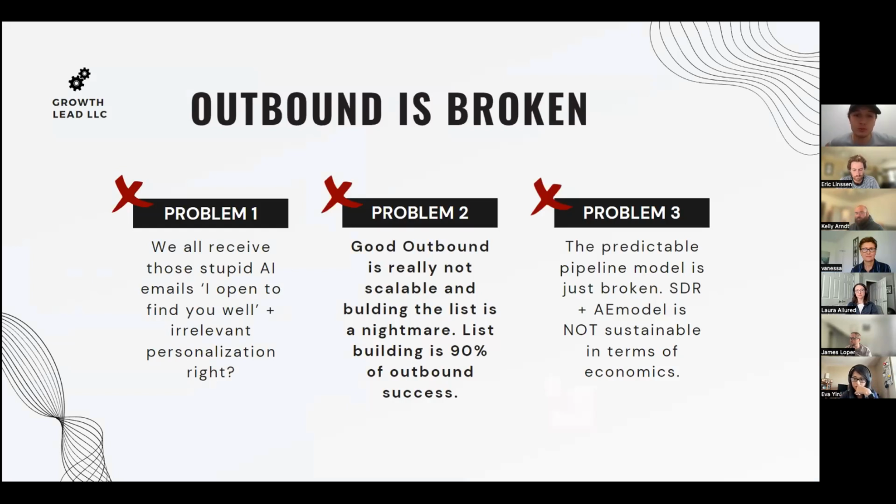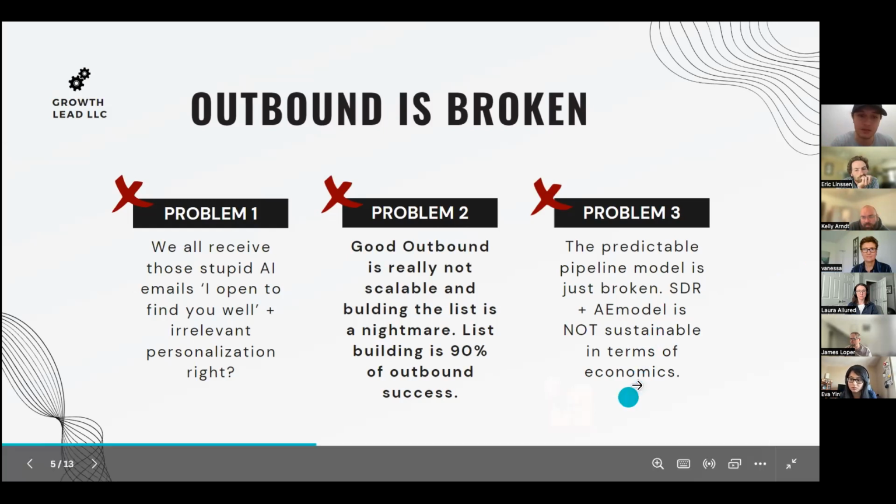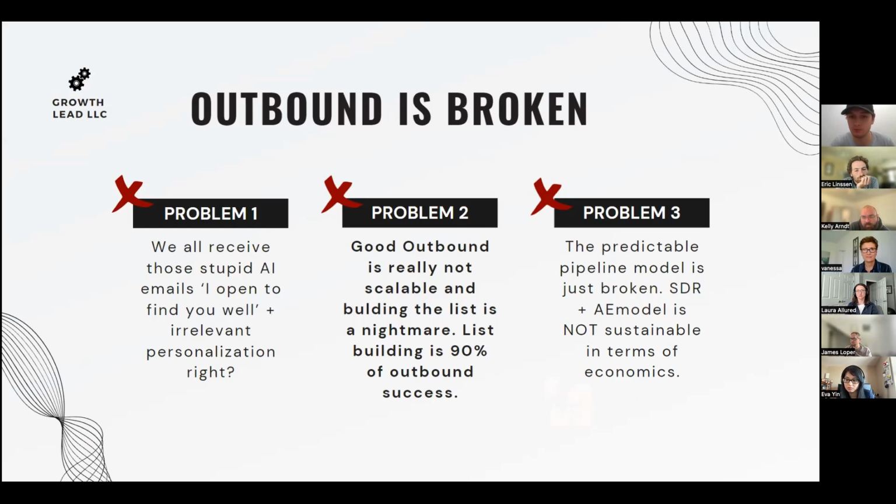So why is outbound broken? Problem one. I think we all received those stupid AI emails. "I hope this finds you well," plus very irrelevant personalization, basically. Of course, that doesn't work. The second problem is that good outbound is really not scalable, and building the list is a nightmare. List building is 90% of outbound success.